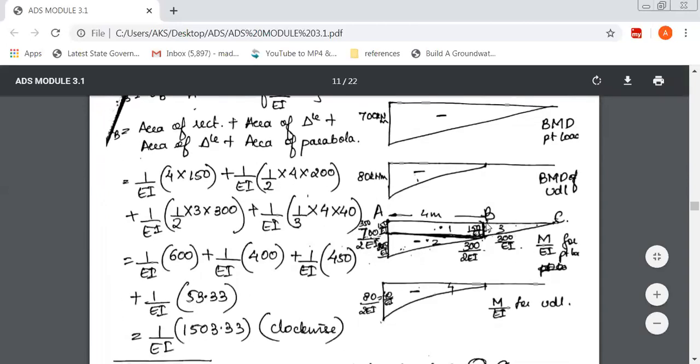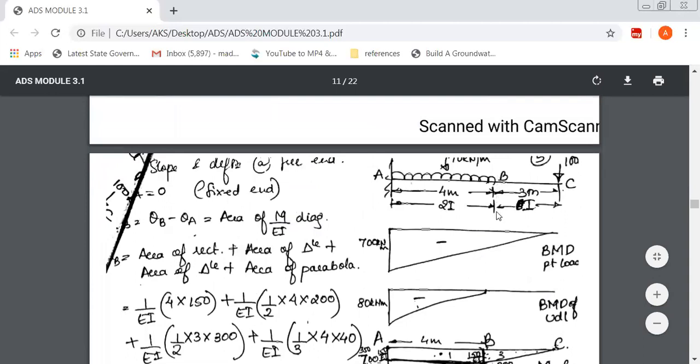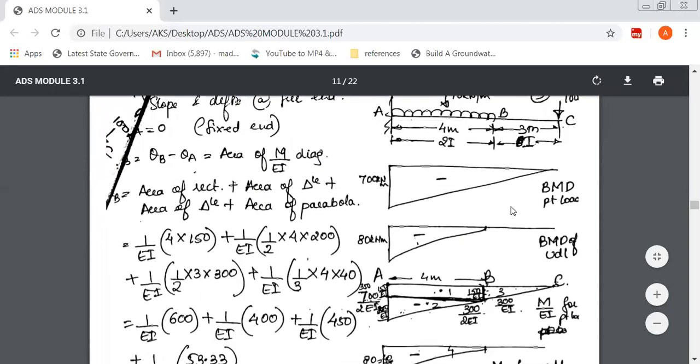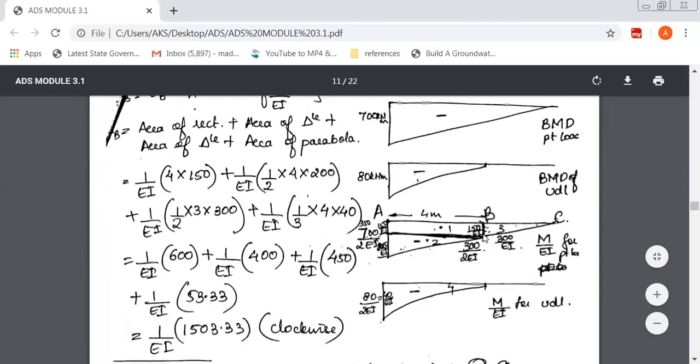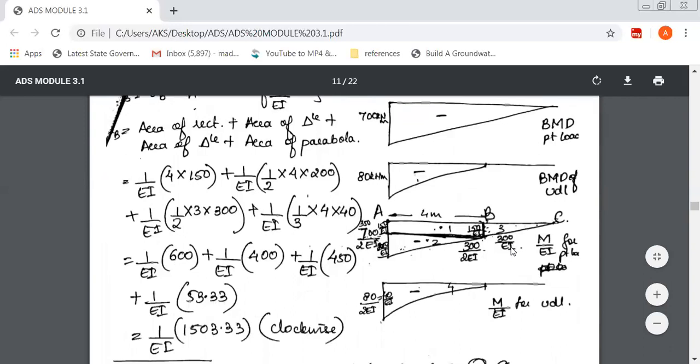Now check this out. In BC, this is a triangle. If you want to find the ordinate only up to this point, it is 100 into 3, so it is 300. 300 is the bending moment. Divide by the EI value. Here it is only I, so I'll just write EI over here.